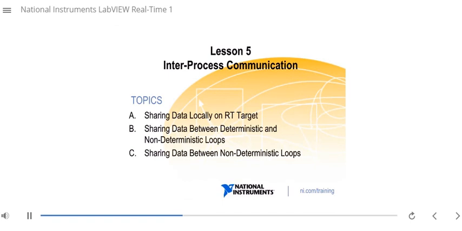So what this means is, on your RT target, if you have an RTVI and you have multiple loops on there, well, sometimes you need to share data between those loops. Inter-process communication is going to describe the method that you would use to communicate those values between multiple loops on your RT target. So we'll talk about sharing that data locally on your RT target.